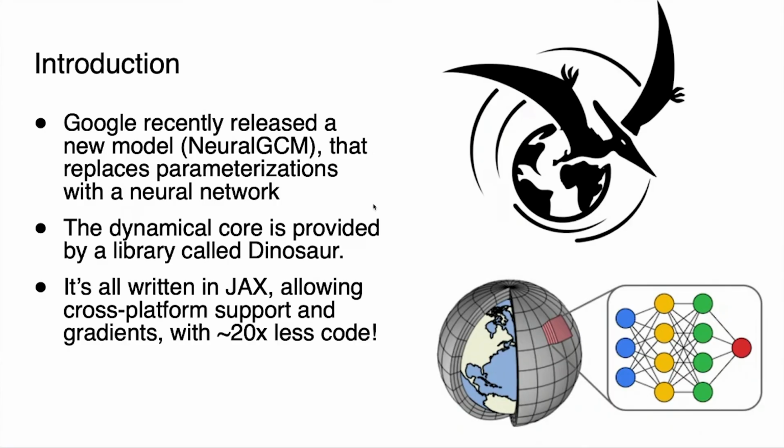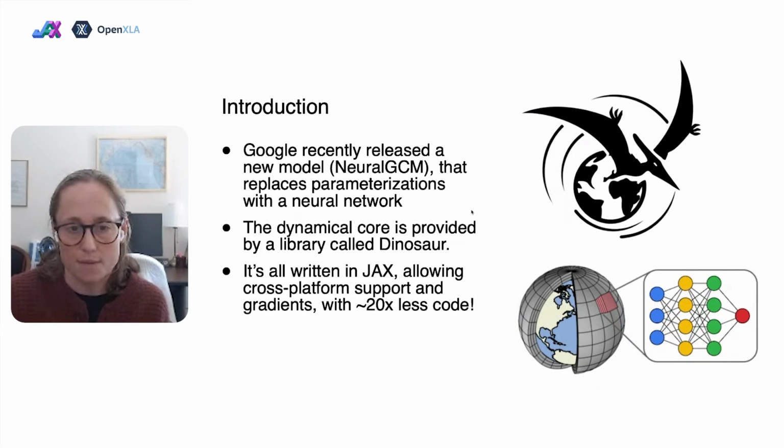Neural GCM used a dynamical core written in JAX called Dinosaur, and then replaced all those parameterizations with a neural network. This was all written in JAX, which allows it to be run on a bunch of different platforms. It's a lot less code, and it also allows you to integrate a neural net with a dynamical core because everything has gradients, both the dynamics and the machine learning.